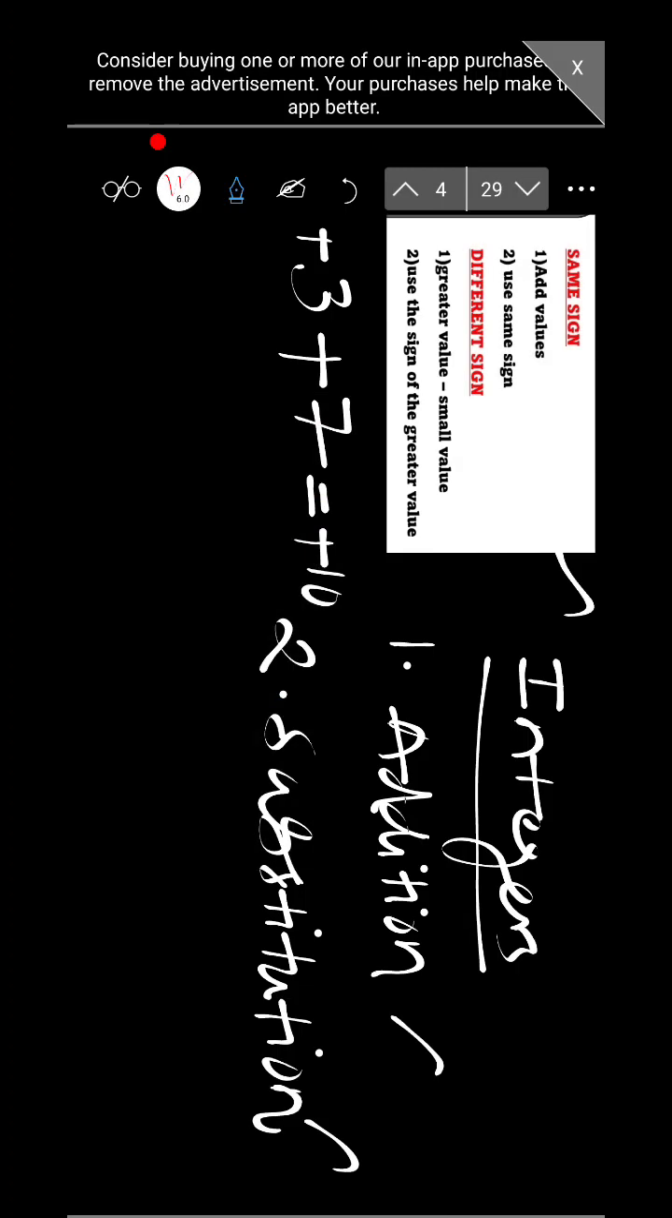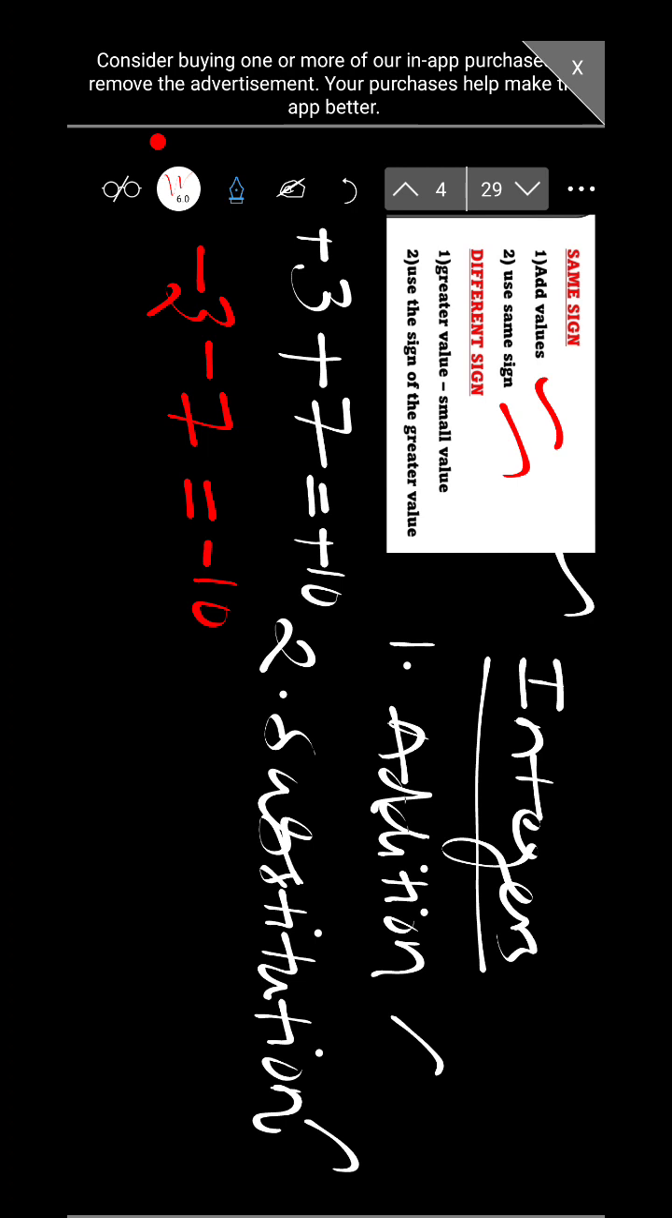I will take another example, -3 and -7. It will tell us the same sign: 3 has a minus, and 7 also has a minus, so both values have the same sign. So we need to add these two values. 3 and 7 we will add. So 3 plus 7 is 10, and we need to use the same sign. So the same sign will be negative.